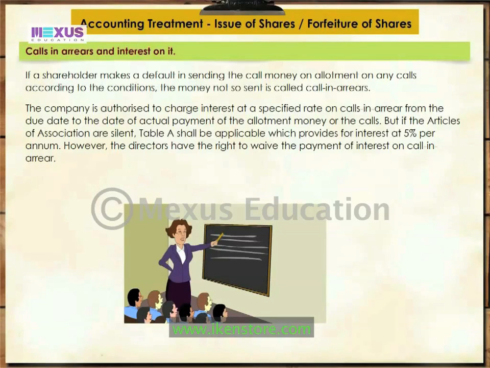But if the articles of association are silent, Table A shall be applicable, which provides for interest at 5% per annum. However, the directors have the right to waive the payment of interest on call in arrear.